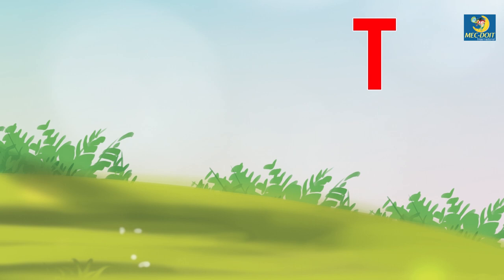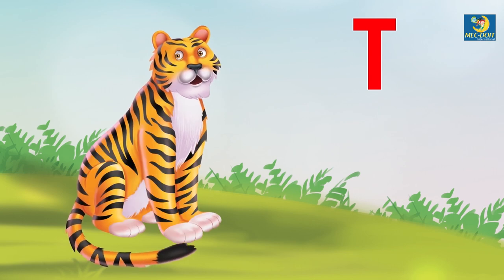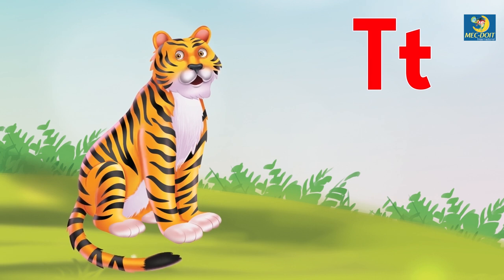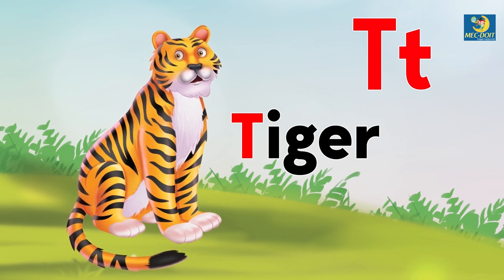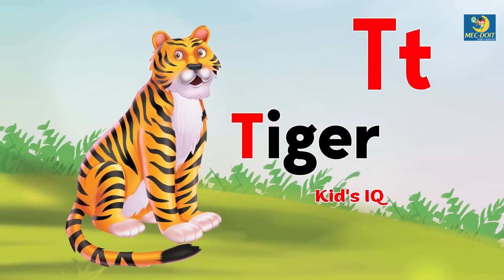T for tiger. T. Tiger. T-I-G-E-R. Tiger. Kids IQ. Question 1. How does a tiger make sound? Question 2. How do you make phone calls?